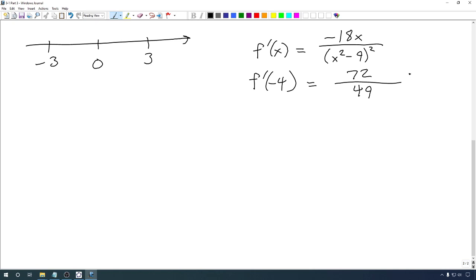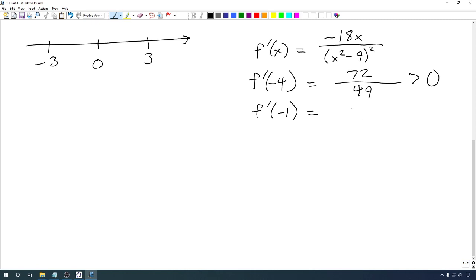But the important thing here is that this is a positive number. In fact, we can kind of ignore the bottom because the bottom is always going to be a positive number. But I'm going to go ahead and write it out anyways. For negative 3 to 0, I'm going to go ahead and pick negative 1.